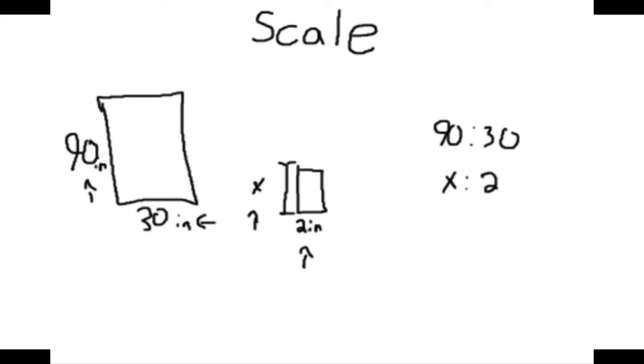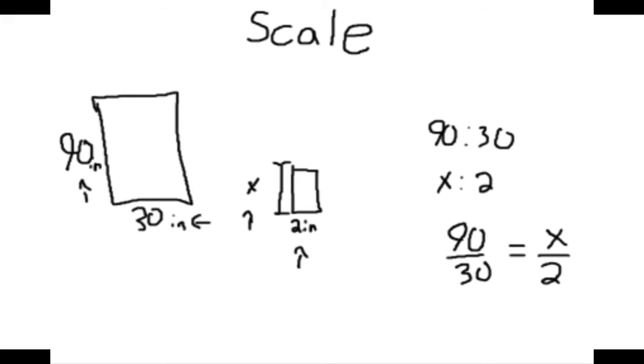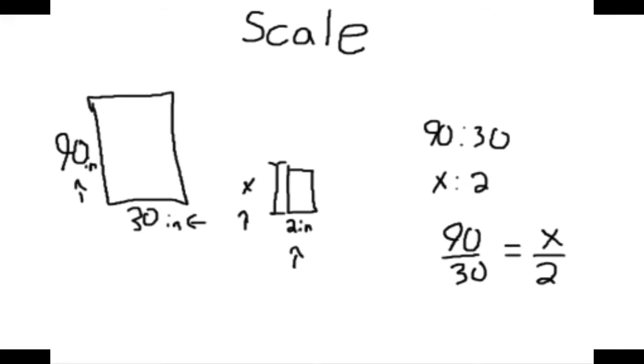And we could write this in equation form to solve for x. When I say equation form, ratios could be written as fractions. So the way I'm going to write this as an equation, I'm going to write 90 over 30 is equal to x over 2. And then from here, we could solve for x.